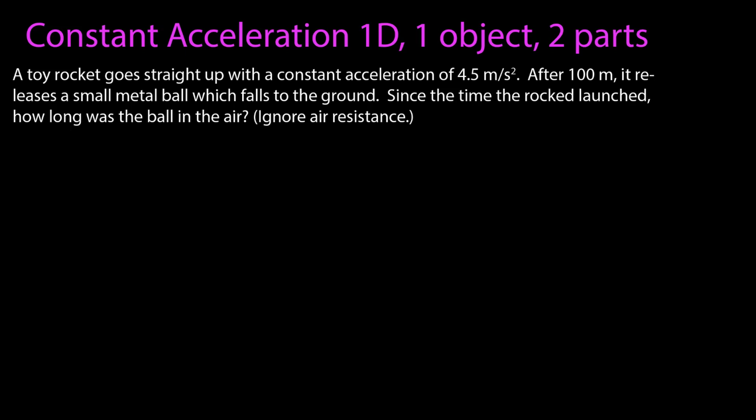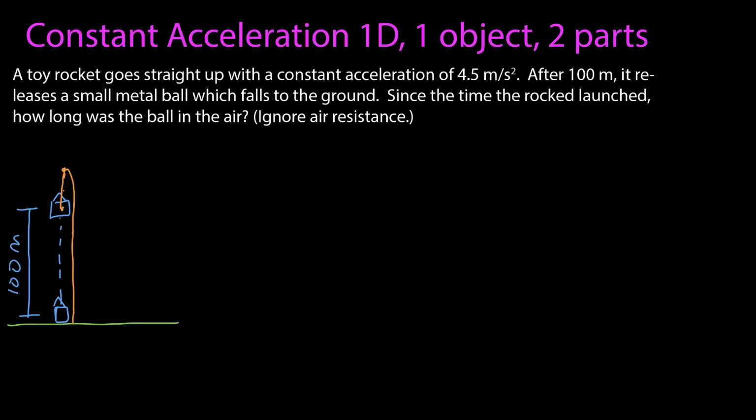In this video, I want to look at a problem where there isn't constant acceleration throughout, but you can break it up into parts where there is constant acceleration in each part. The problem is with a toy rocket that goes straight up with a constant acceleration of 4.5 meters per second squared. After 100 meters, it releases a small metal ball which falls to the ground. Since the time the rocket launched, how long was the ball in the air? And we'll ignore air resistance again.